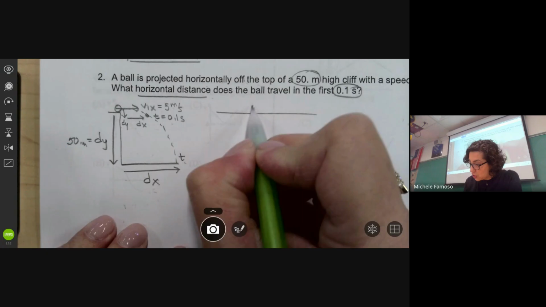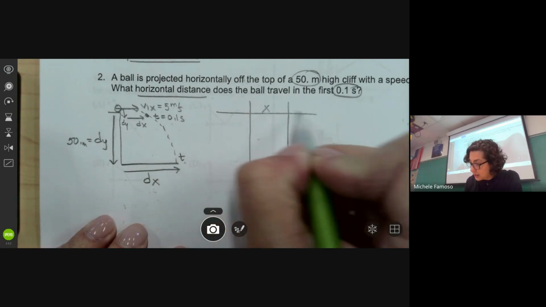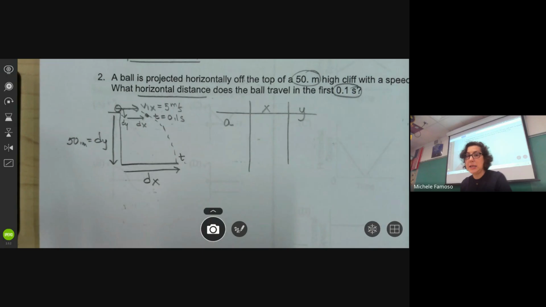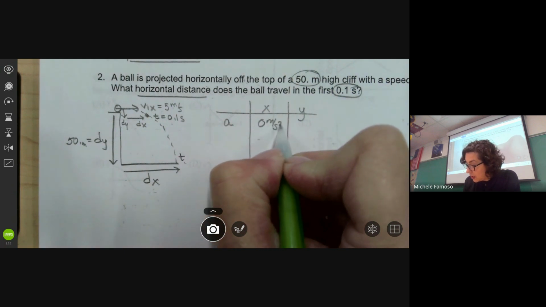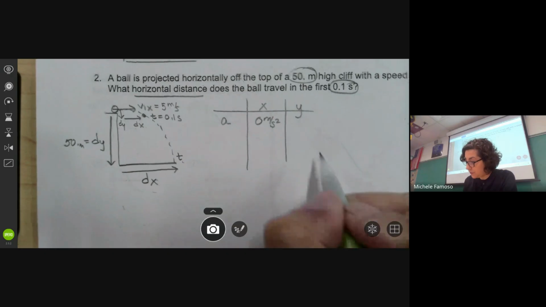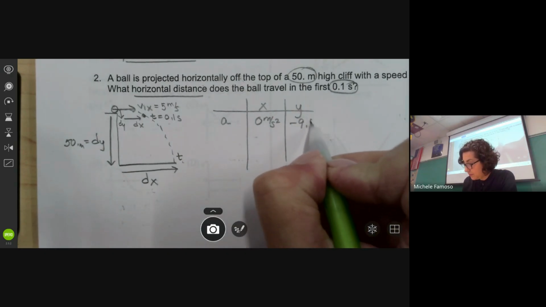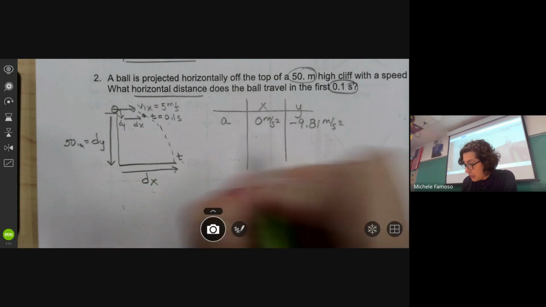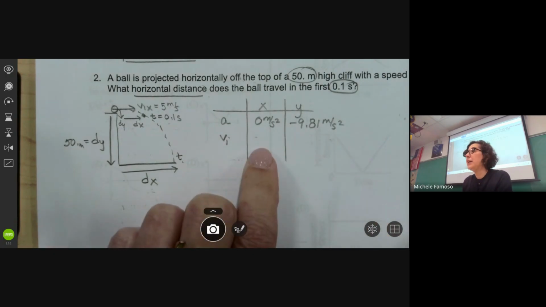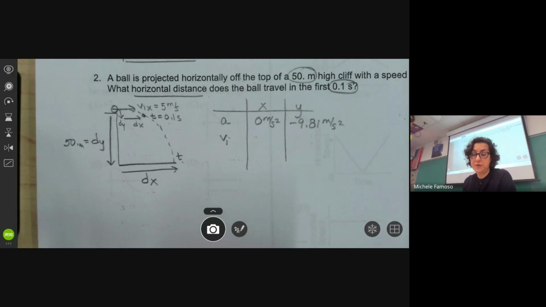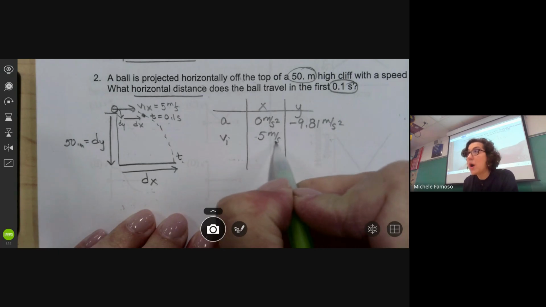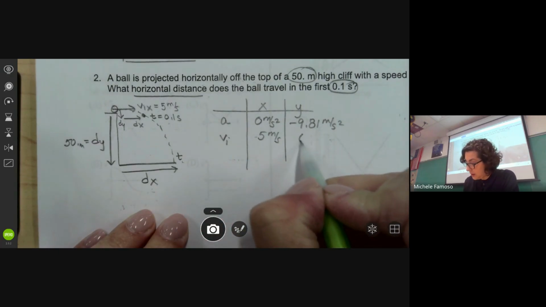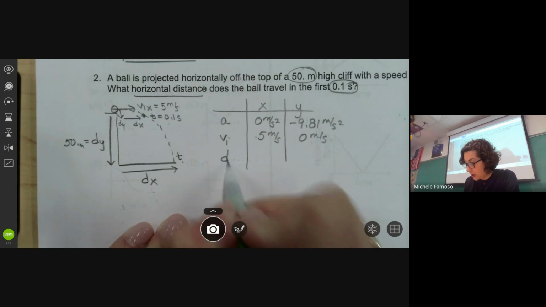Let's go ahead and make our chart for what we know about the x and the y directions. In the x direction, Kiara, the acceleration is always 0 meters per second squared. Ryder, what is it always in the y direction for Earth? Good. Let's now do our VIs. In the X direction, Gavin, what is the VI for this question? That is correct. And in the Y direction, Haley? Excellent. Okay, now we can go to the Ds.